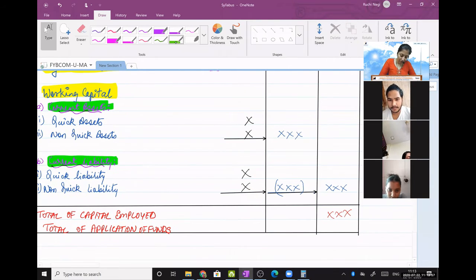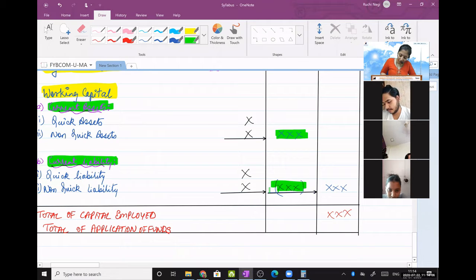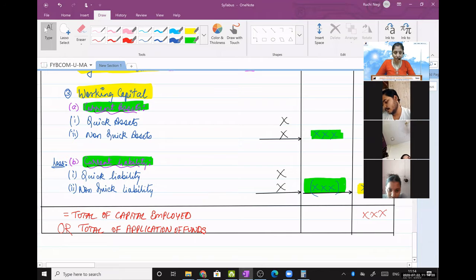Okay. So look here. You see this outer column, current assets. See this outer column, current liability. Inner column, I mean. And then outer column, working capital. Okay. Then current assets are divided into quick assets and non-quick assets. I'll tell you all this later. First, just make a note of it. And current liability is divided into quick liability and non-quick liability.